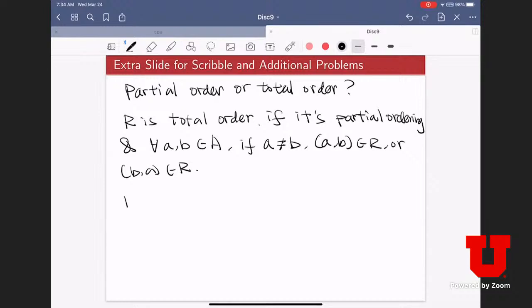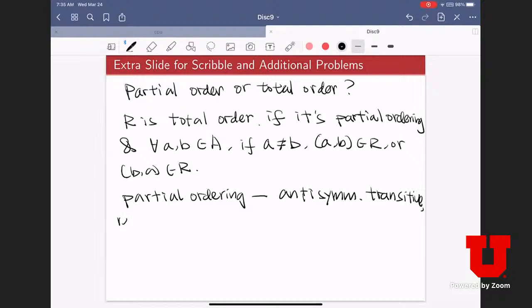So a partial ordering has to be antisymmetric, transitive, and reflexive. So a strict partial ordering has to be irreflexive.